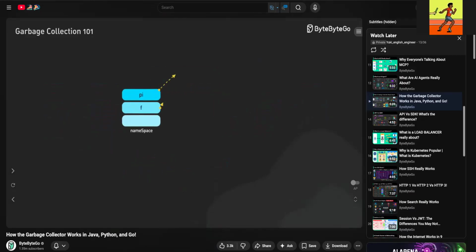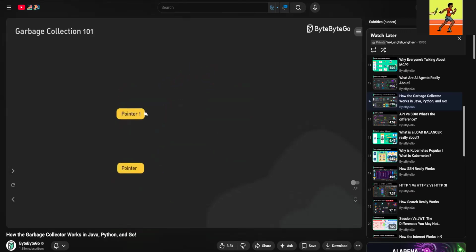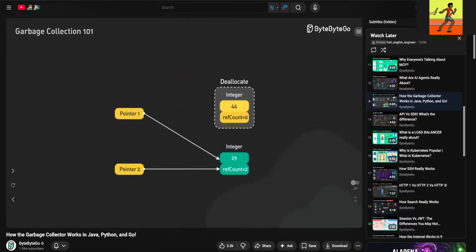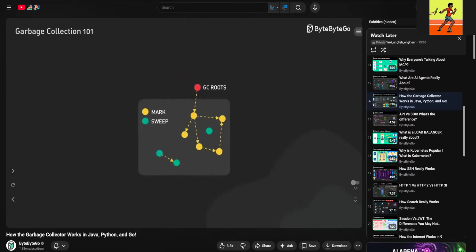Python uses a combination of reference counting and a cyclic garbage collector. The reference counting handles most cases by automatically deallocating objects when their reference count drops to 0. The cyclic collector cleans up circular references, which reference counting alone can't manage.